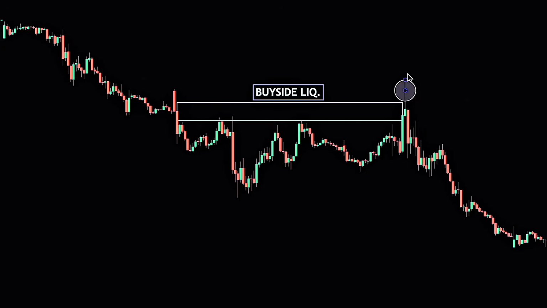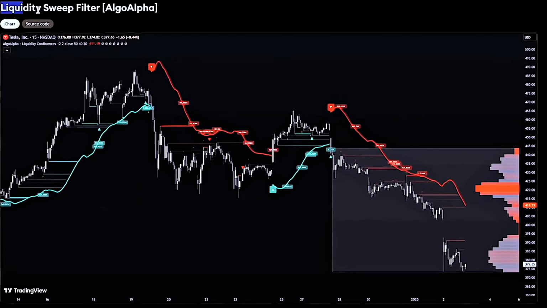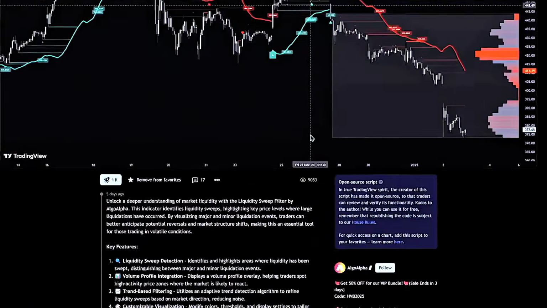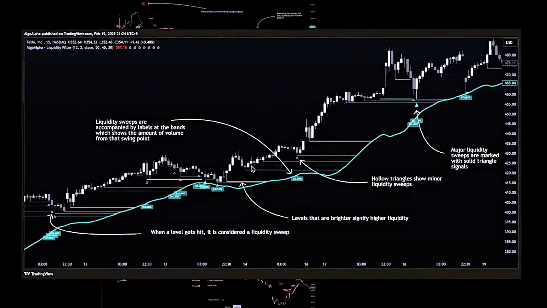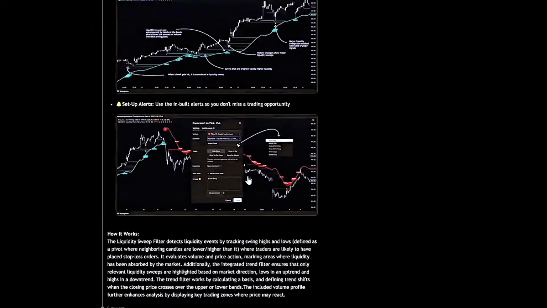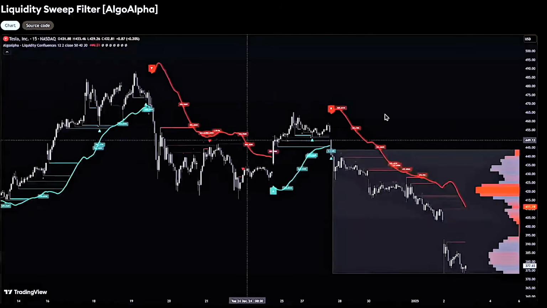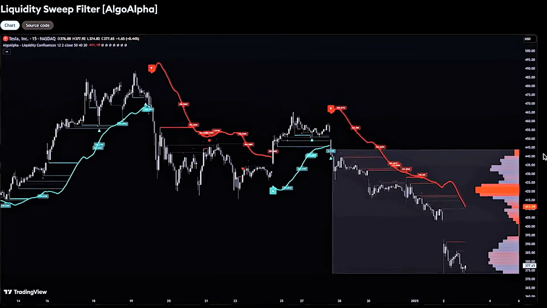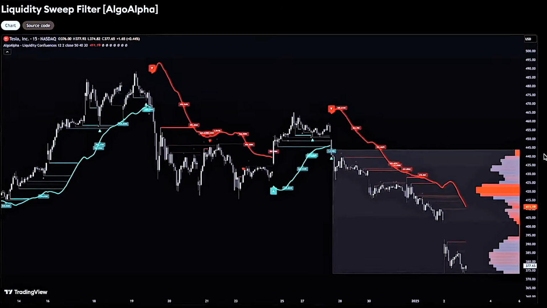But here's the good news. With a tool like the Liquidity Strip Filter by Alpha, you can pinpoint these liquidity zones and ride the wave alongside the smart money instead of getting burned. I'm going to break down how this awesome indicator works and how you can use it to level up your trading game.